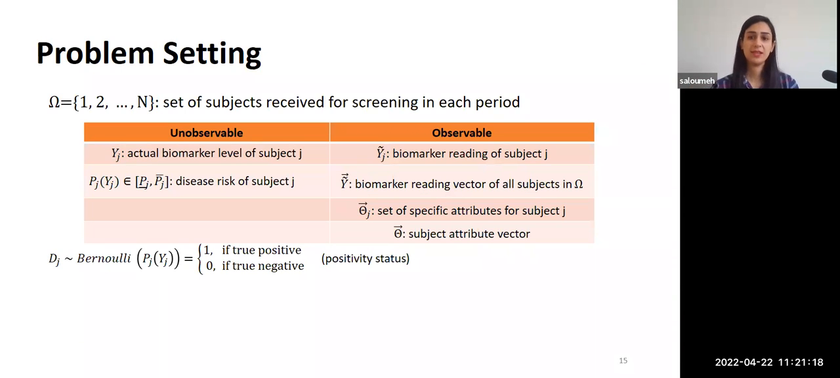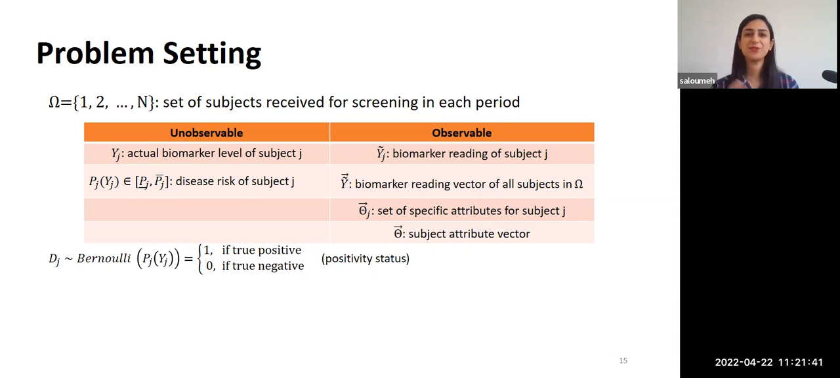So this is what we did. I will not go into details of the model, but I want to give you a general idea about how we modeled this and what we did. We said that every day we have a set omega, a set of subjects, the blood samples of newborns received for screening. And then we have two groups of... let me know if you have any questions.